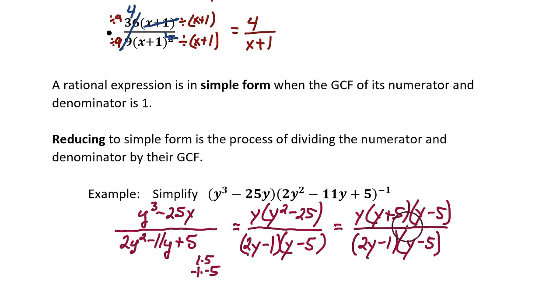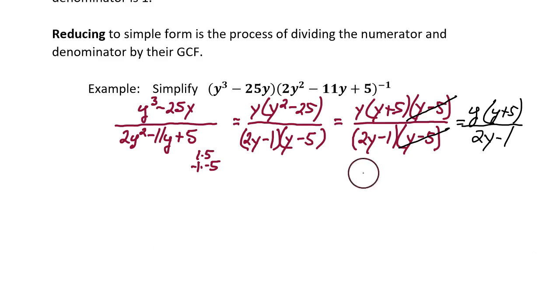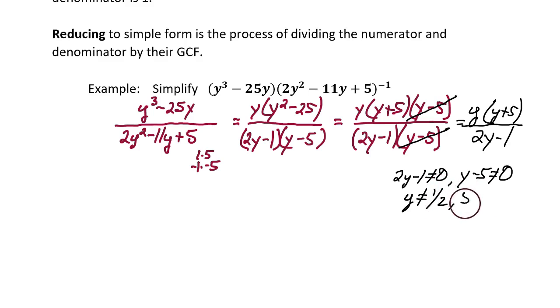When you divide by y minus 5, it cancels away and makes a 1. When you divide this, it cancels away and makes a 1. We can see that the answer left over is y times y plus 5 over 2y minus 1. This is called simplifying the fraction. Because there is a variable in the denominator, remember to indicate restricted values. The 2y minus 1 cannot be 0, and the y minus 5 cannot be 0. So y cannot equal 1/2 or 5.